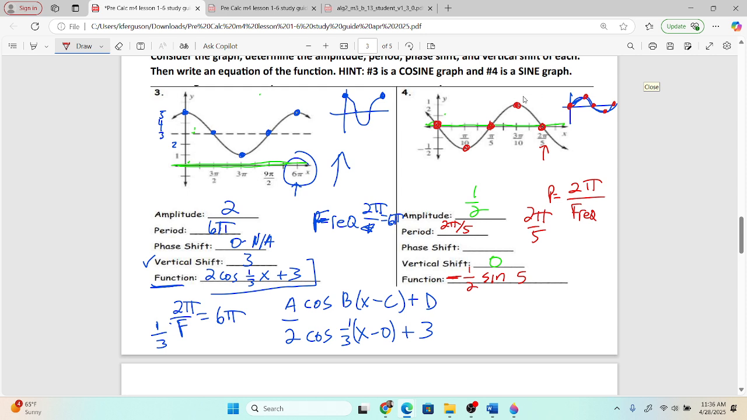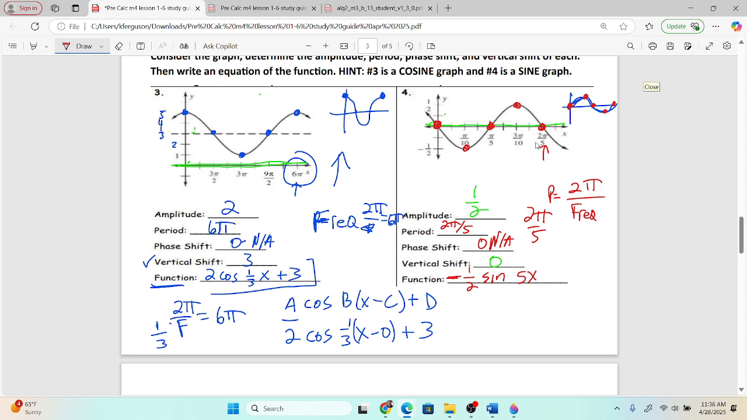And I know that it started at the origin. So it didn't move left or right. Does everybody see that? It didn't move left or right because, as quiet as it's kept, I'm probably not going to hit you too much with phase shift, because phase shift makes things so much more confusing. So there was no phase shift, or N/A. So then that means it's just negative one half sine of x.